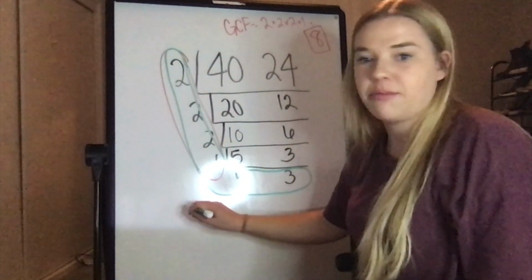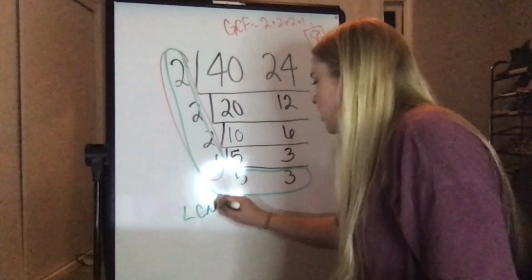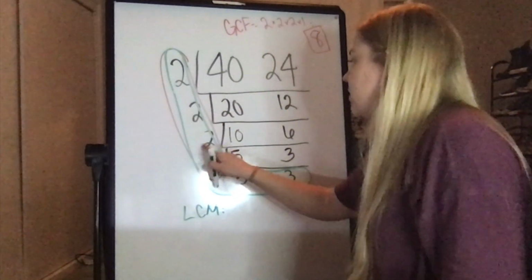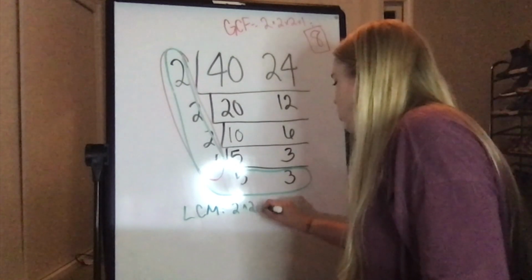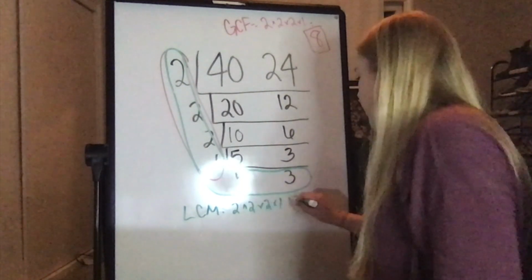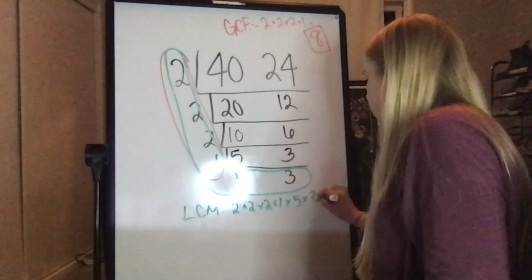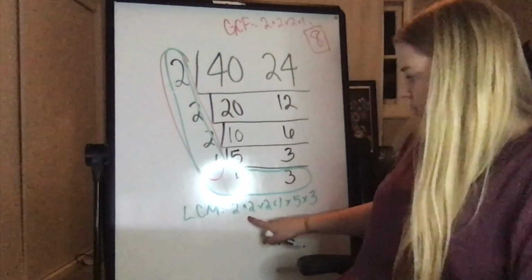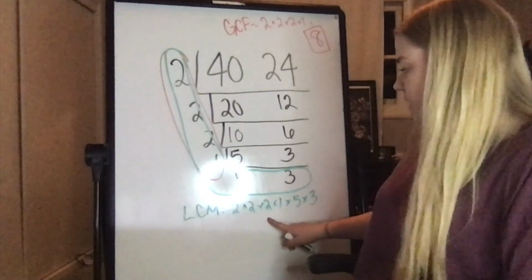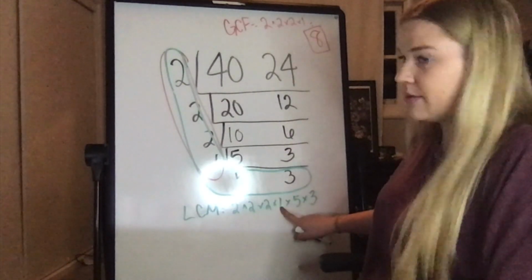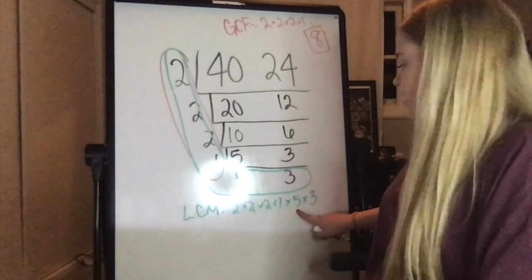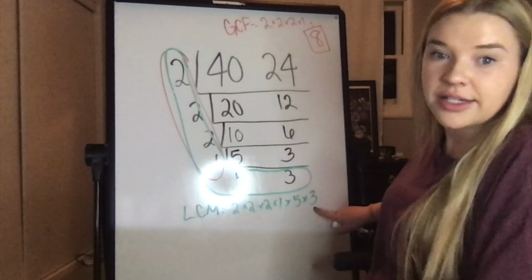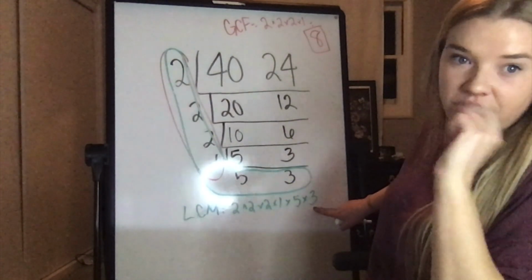So my least common multiple is 2 times 2 times 2, 2 times 2 times 1 times 5 times 3. A lot more, but we got this. 2 times 2, 4, times 2, 8, times 1, still 8, times 5, 40, times 3. Pause that and solve it if you don't know it.